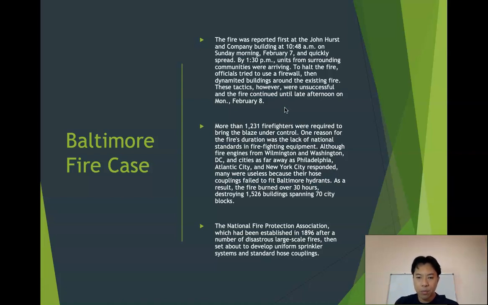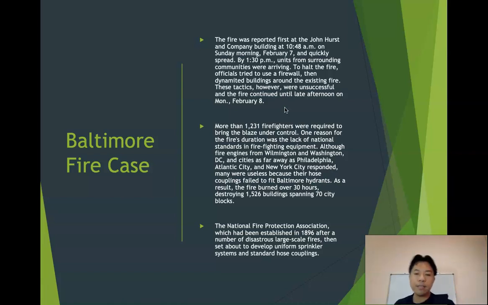And it didn't help. Why? Because in 1904, there were no national standards in firefighting equipment. So the neighboring towns brought their own fire brigades, and when they tried to put their own tools on the fire hydrant, it didn't work because there were no standards. Different states used different standards for fire pipes or fire hydrants. As a result, the fire stayed for over 30 hours, destroying 1,500 buildings spanning 70 city blocks. So it was a very huge fire.